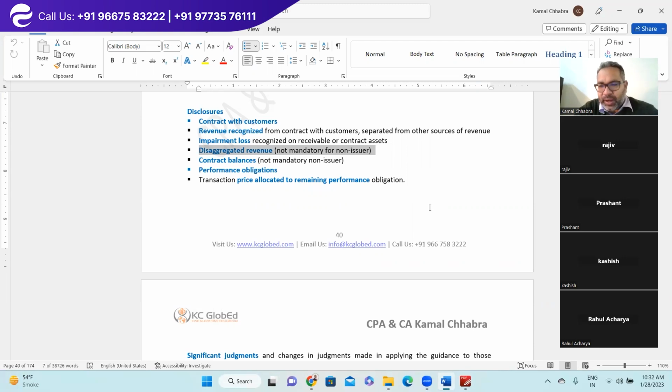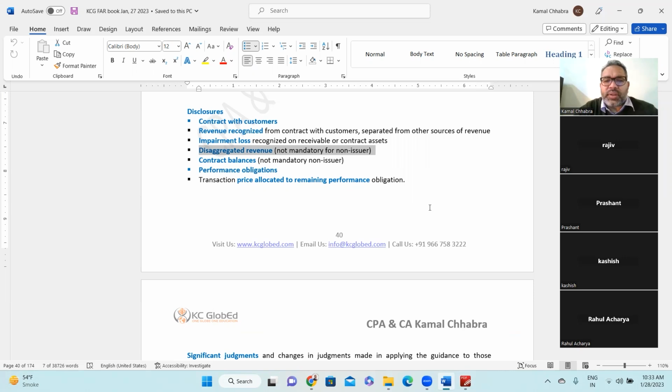Next one is contract balances. When you have a long-term contract, which we discussed in the last class, and you have certain balances, if you remember, we did an example for that also. There we had contract assets, account receivable balance, some unearned revenue, and some work in progress inventory also. All those things you need to disclose separately.